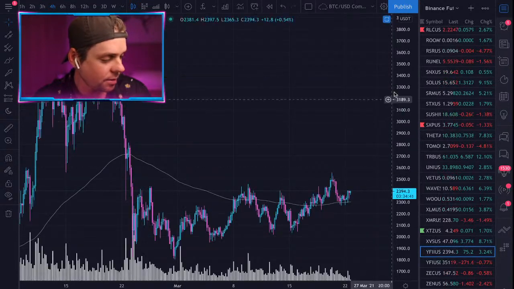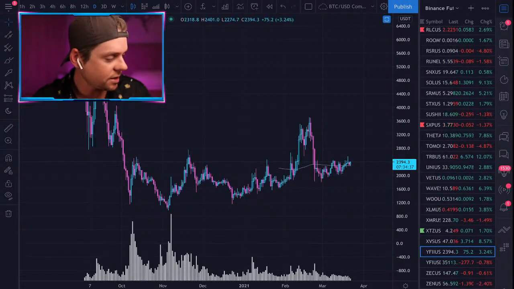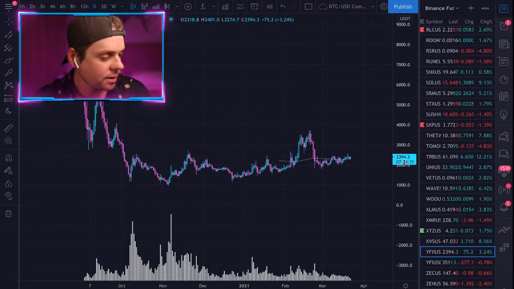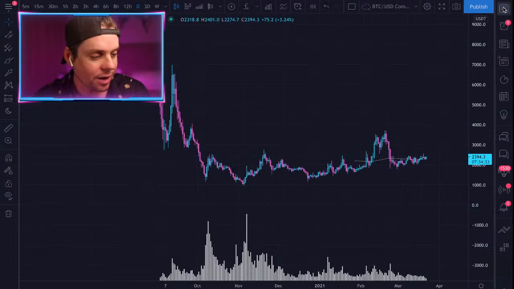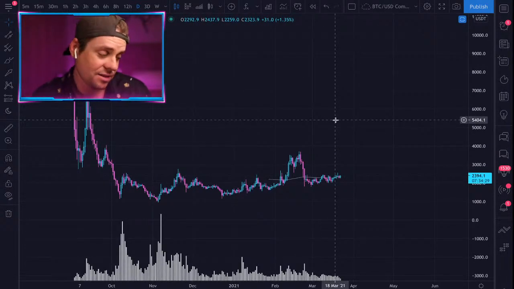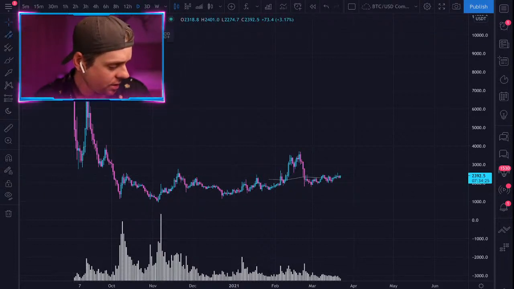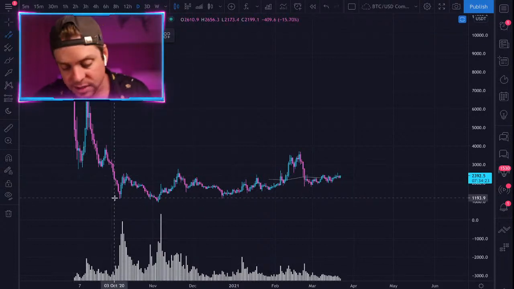YFII has been kind of messing around for a bit. A lot of hype is just gone from this YFI network, the YFI, YFII, all of those ones. It's still healthy looking though. You know, it's a nice bottoming pattern. We can kind of identify right here the seller's climax.